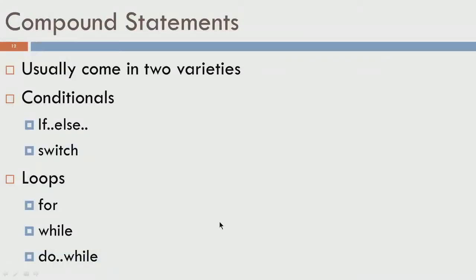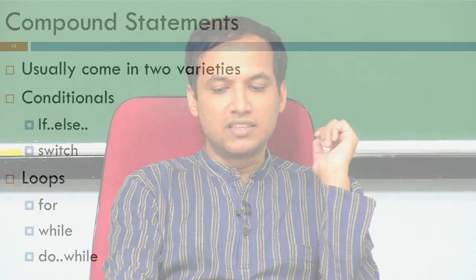So, compound statements in turn can come in two varieties. They can either be conditional statements, namely if then else statements, or it could be switch statements. The other variety is also called the repetitive statements or loops. I referred to them earlier as repetitive statements. There are three varieties of loops available in C, namely for loop, while loop and do while loop. We will look at more details in the next few slides about if then else statements and switch statements, and later in the lecture we will see things about loop statements.